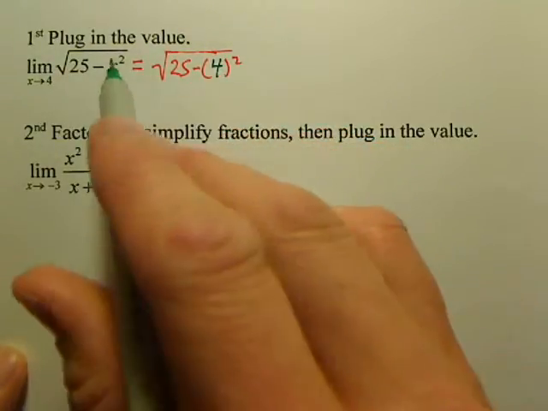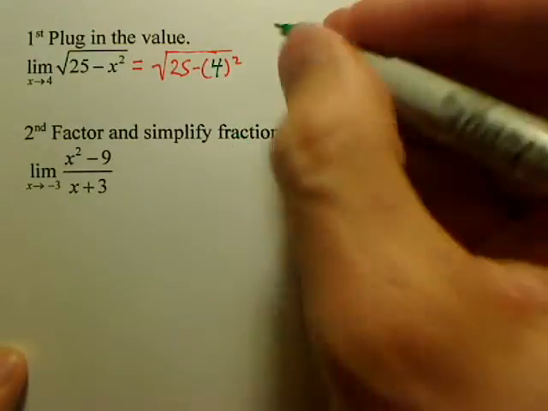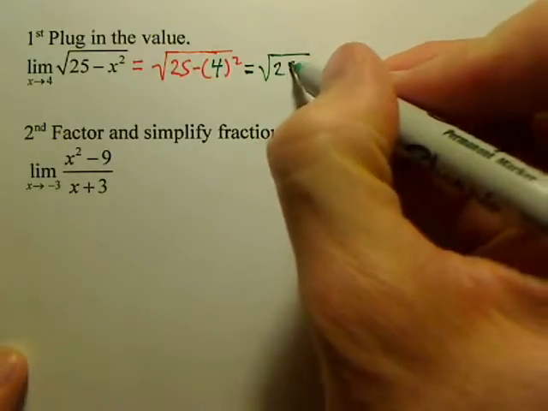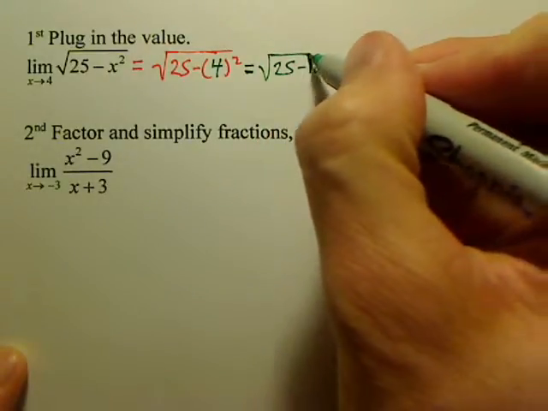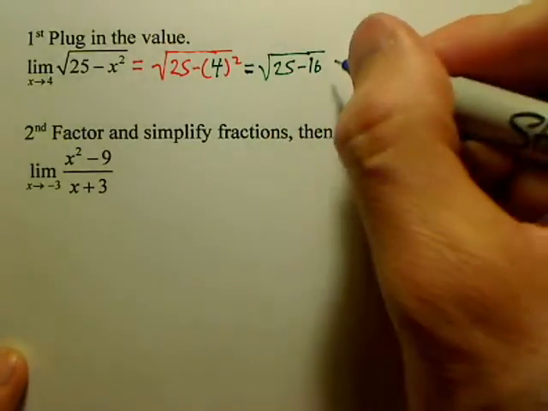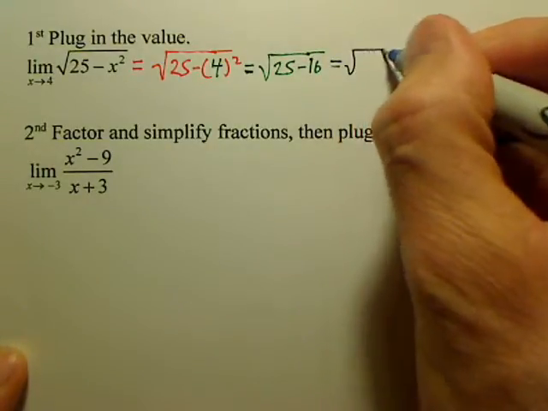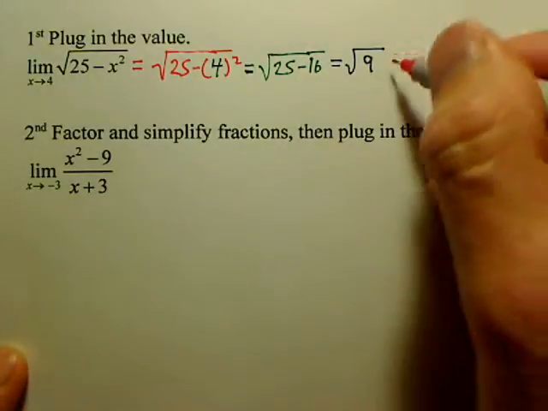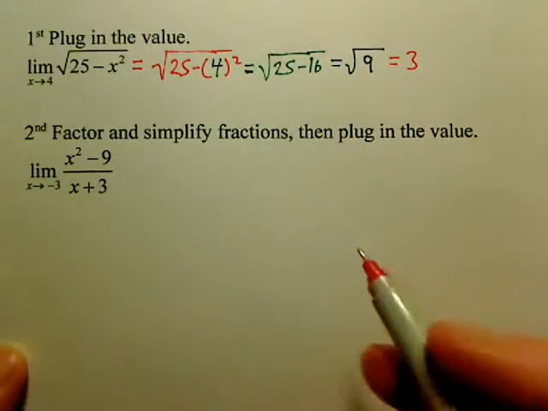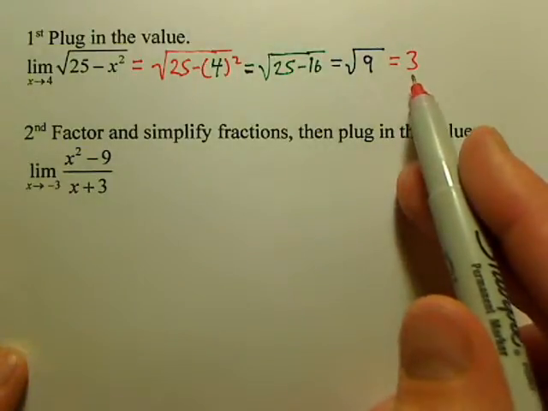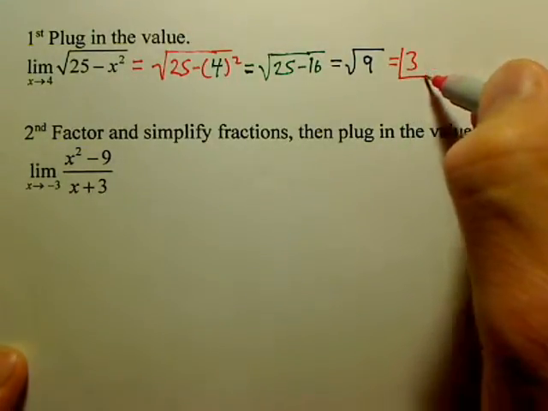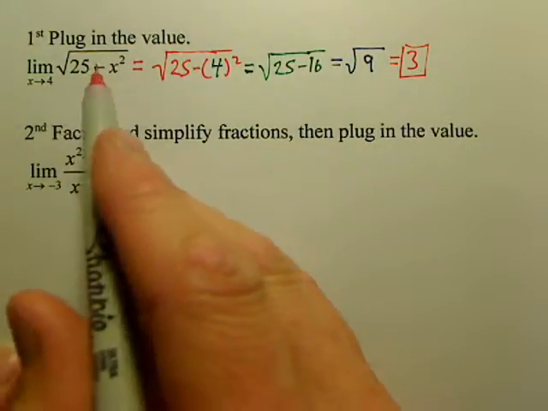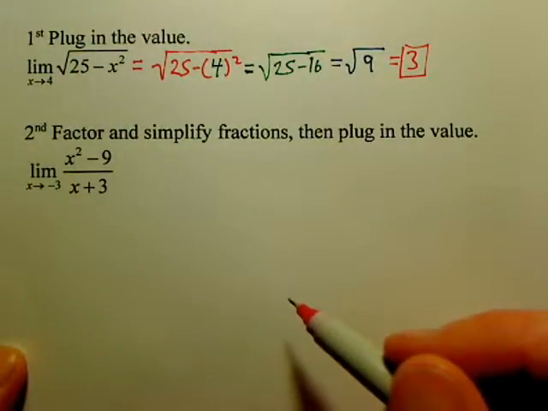So when I plug in 4 to this function, do you notice what you're getting here? Watch this. The square root of 25 minus 16. Wait, isn't that the square root of 9? Wait, isn't that simply 3? That's the answer. That is simply the answer. The limit as x approaches 4 of this function is 3. That's all you have to do.